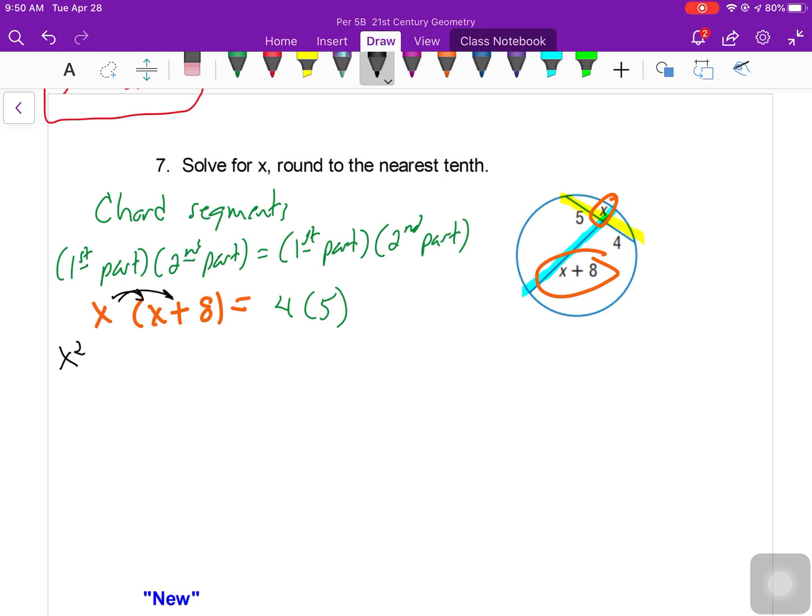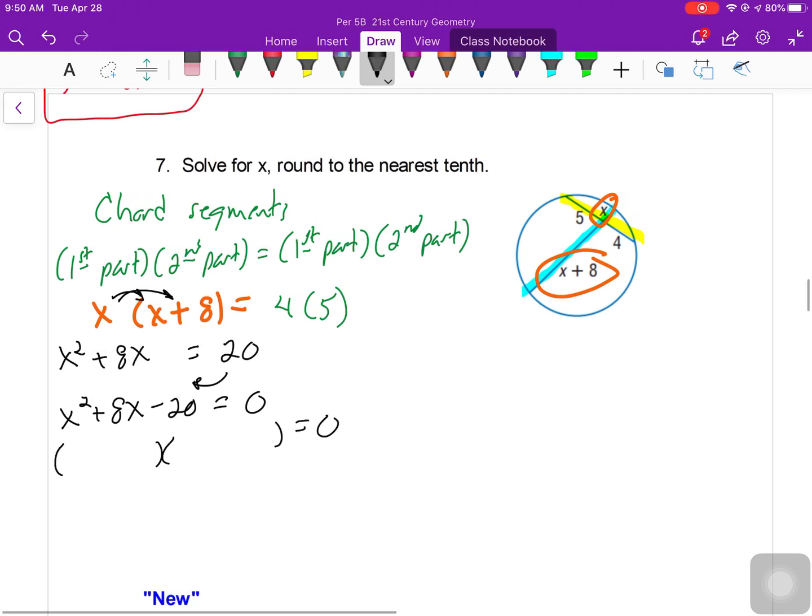And the rest is algebra. x times x is x squared. x times 8 is 8x. 4 times 5 is 20. This once again is a quadratic equation, so once again we have to move the 20 over. x squared plus 8x minus 20 is equal to 0.